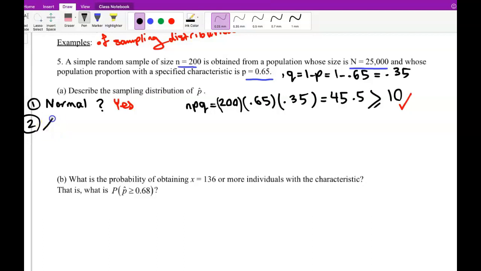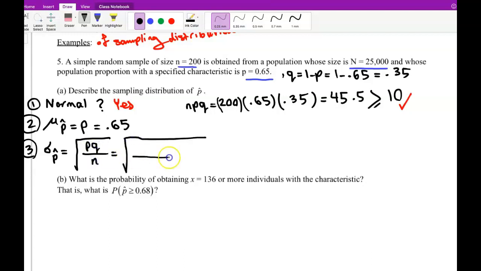Then the second part, finding the mean. The mean is already given: it is equal to the population proportion, which is 0.65. Then the third one, the standard deviation of the sample proportion. That is equal to the square root of p times q over n, with n being 200, p 65%, and q 35%. Running it, the answer is 0.034.